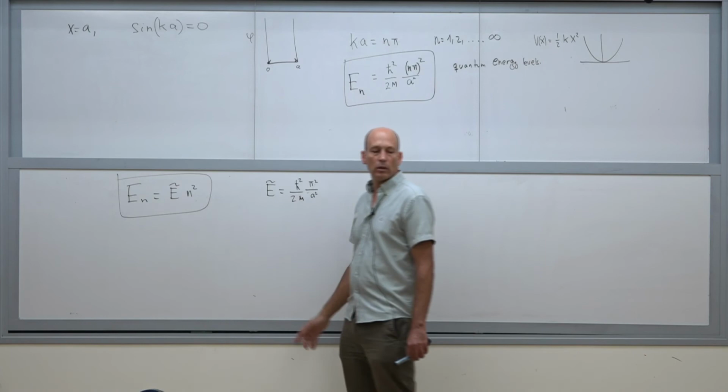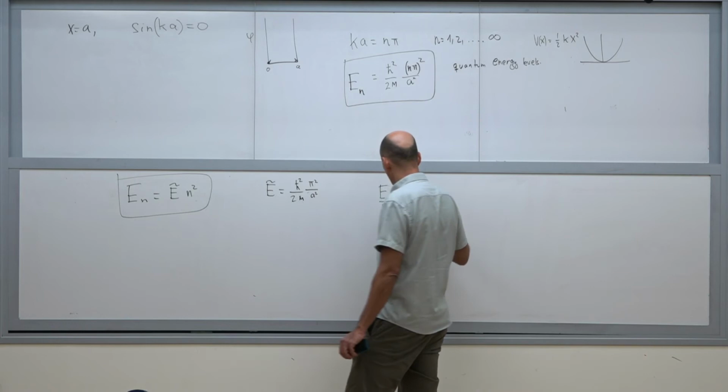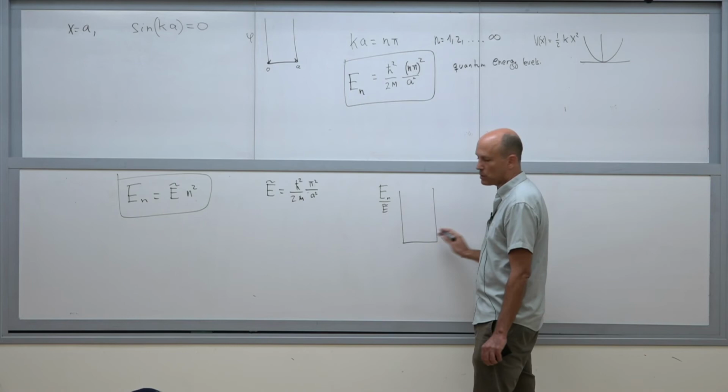This means that if I plot, for example, the energy En over E tilde in this box, in this diagram I plot the potential energy. So here I have infinity. This box is the potential energy. And then I have n equal 1.